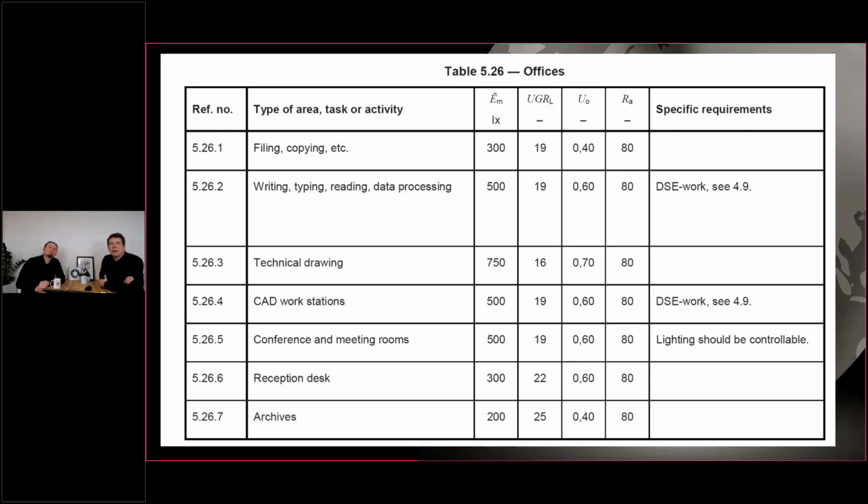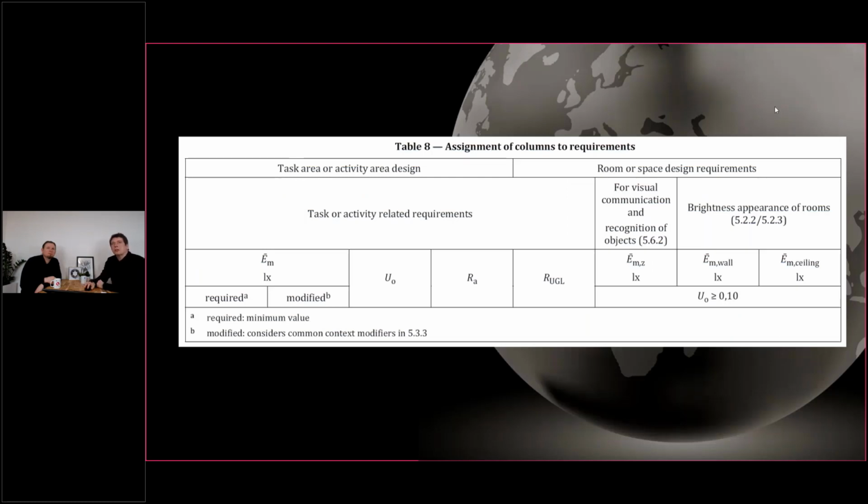So in the past, the structure of these tables was that we had the maintained illuminance, the UGR, the unified glare rating, the overall uniformity, and the color rendering as the only requirements listed in the tables. There are more requirements which are written in the text, but not in the tables. And now this has changed, and we will see here now the structure of such a table.